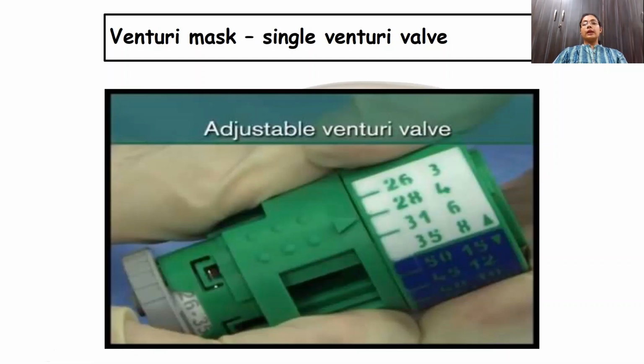It is useful in weaning off patients, and especially in patients with COPD, where you would like to give lower oxygen fractions in the inspired oxygen. So this is an adjustable venturi valve.